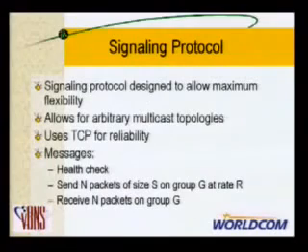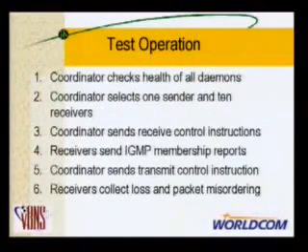So the protocol was designed to allow maximum flexibility. There's essentially a daemon that runs on each of these Sun hosts and listens for control instructions, whether to receive packets, send packets, or so on. So there's a health check message. There's a message that says, okay, send some number of packets of some size on some particular group at some particular rate. And then in conjunction with that, you would have to tell all of the receivers to expect to receive some number of packets on some group.